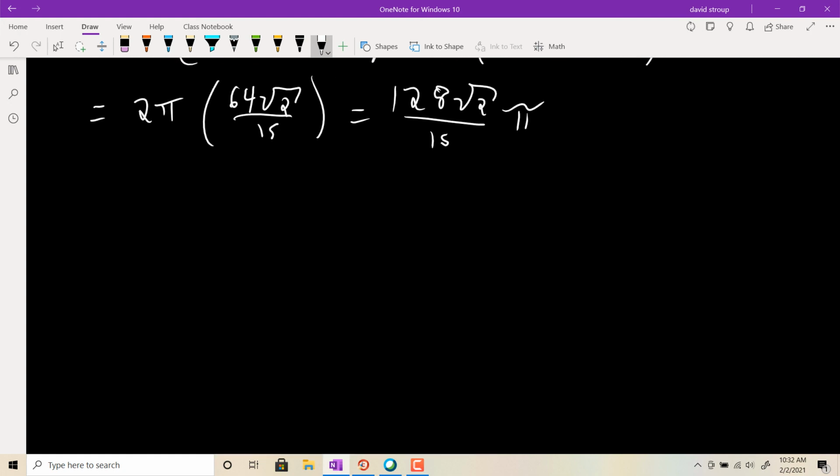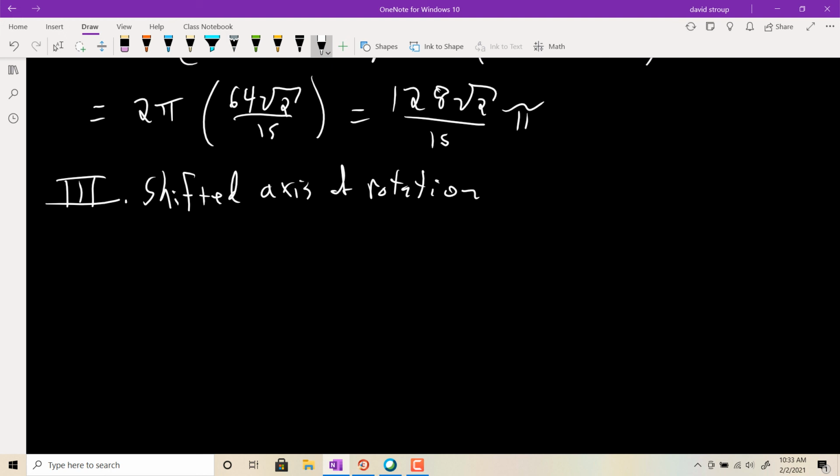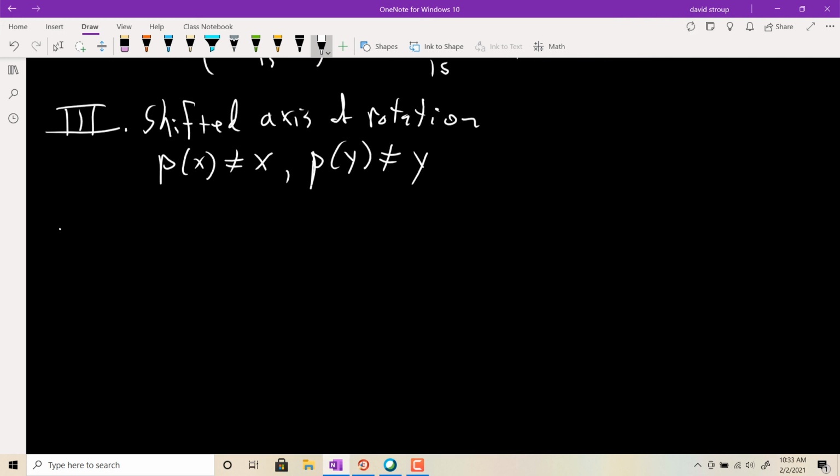Shifted axis of revolutions now. So non-x-axis, non-y-axis rotations. And the only spiel here is that your radius function will no longer just be x or y. Usually it's something like 4 minus y or something like that. So let's take a look at this example. This is sort of the region that we've worked with before, so I'm going to dispense with the pleasantries and just plot it.